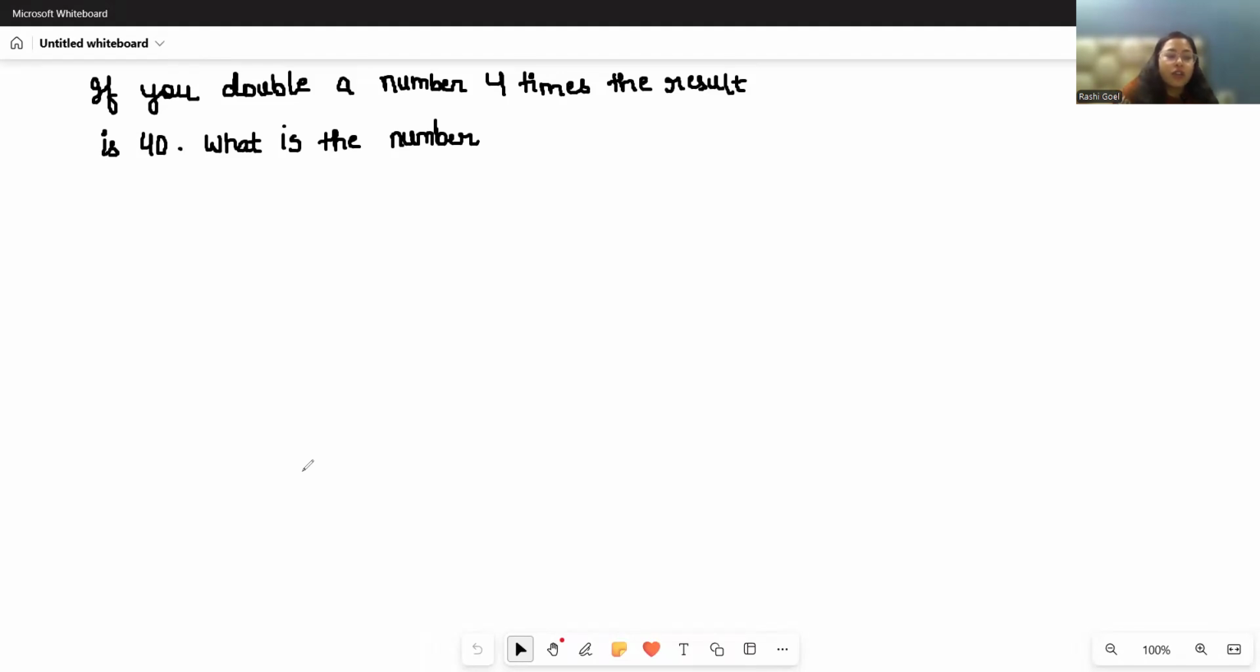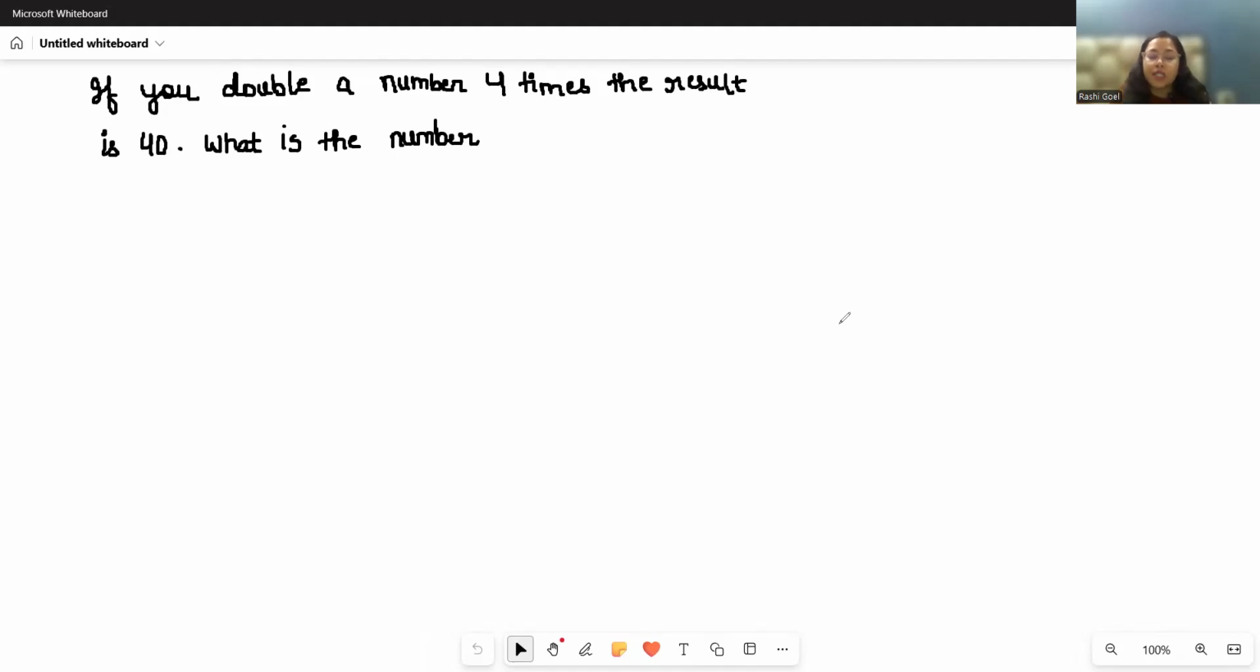So the question is, if you double a number 4 times, the result is 40. So what is the number? This means you start with a number, you double it, then double again. Total 4 times doubling. Then the final result is 40.